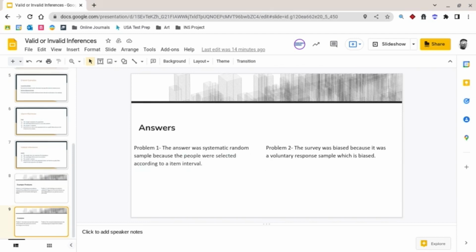Okay, now that you have your answers, let's look at them. The answer to question 1 was it is unbiased because it was a systematic random sample, because the people were selected according to an item interval. In problem 2, the survey is biased because it was a voluntary response sample. Voluntary response sample is biased because it is not random and is only the people who decide to take part in the sampling.